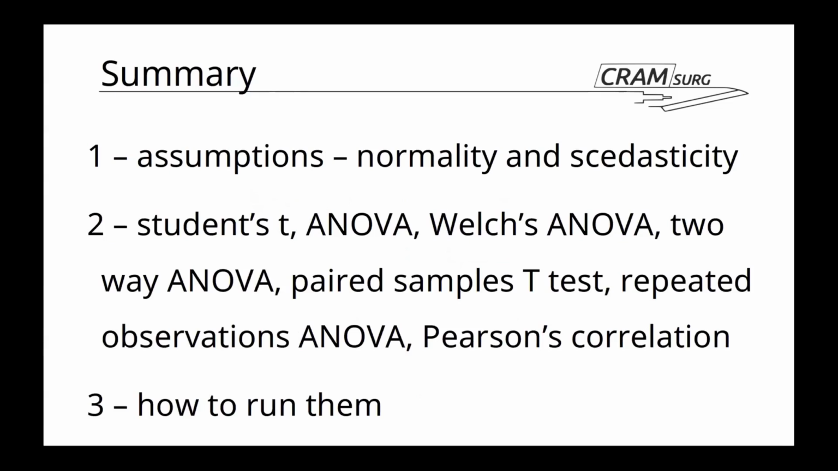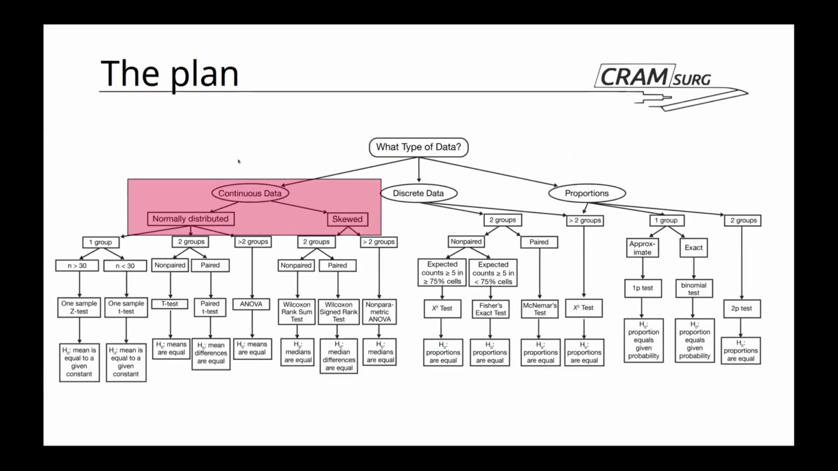A quick summary of what we talked about. We talked about probably the most important thing in the world, which is assumptions, particularly normality and heteroscedasticity. And then we touched base on others, just sphericity, etc. But these are the two really that you need to remember. We talked about Student's t-test, ANOVA, Welch ANOVA, two-way ANOVA, paired sample t-tests, repeated observations ANOVA, and Pearson's correlation, and how to run them.